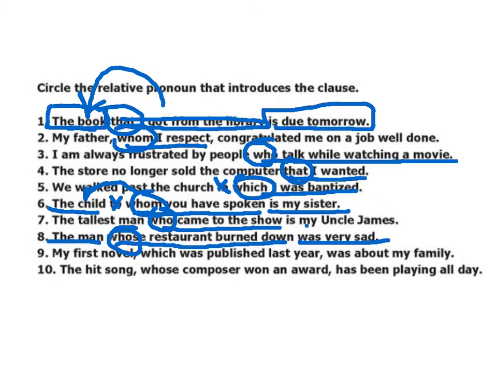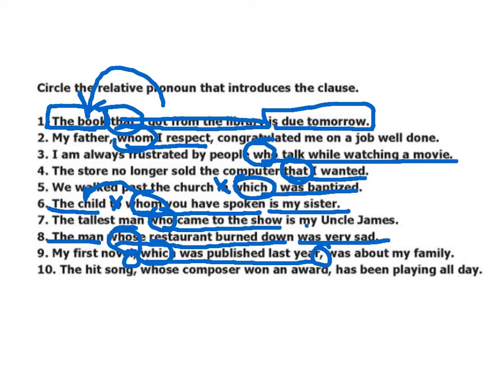My first novel, which was published last year, was about my family. Now here, it's very easy to pick out this relative clause because you've got the relative pronoun and its clause set apart by these commas here. So which is a relative pronoun? Which was published last year is a relative clause. And my first novel was about my family is the independent clause.